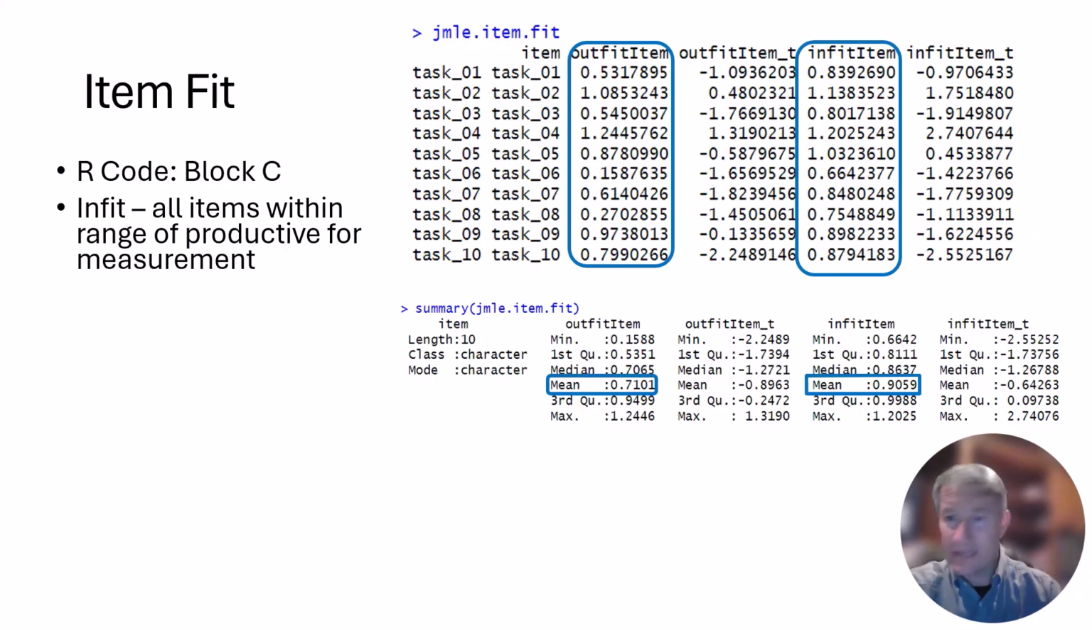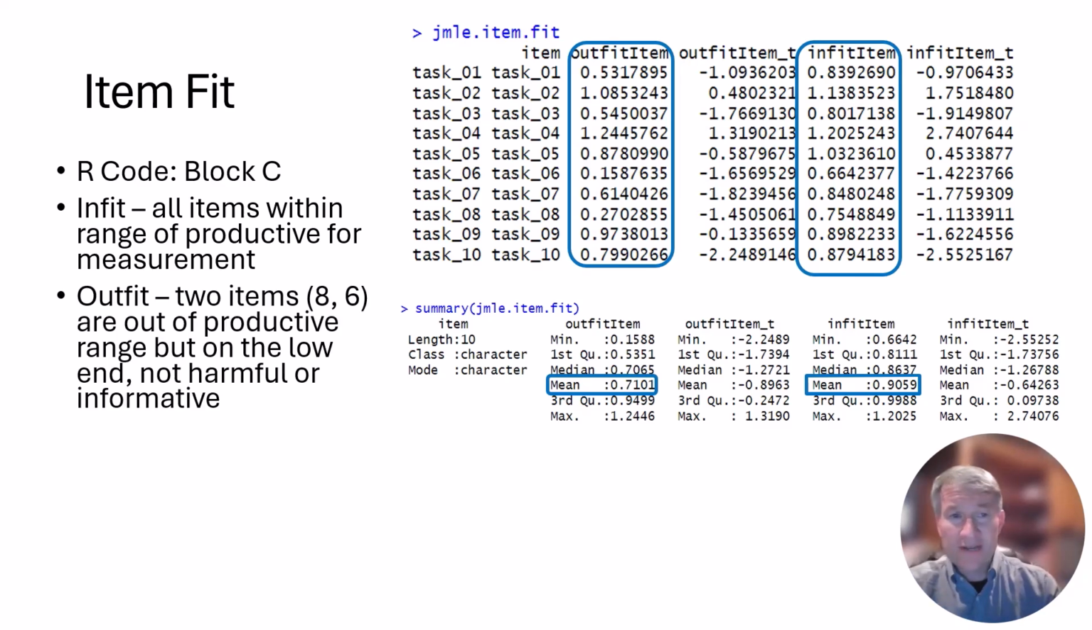So with regard to infit, all of those infit statistics are between 0.5 and 1.5. We would consider those all within a range of being productive for measurement. With regard to outfit, though, we have two items, 8 and 6, that are out of the productive range, but they're out on the low end. They're lower than 0.5, so they're not really harmful, they're just not very informative.